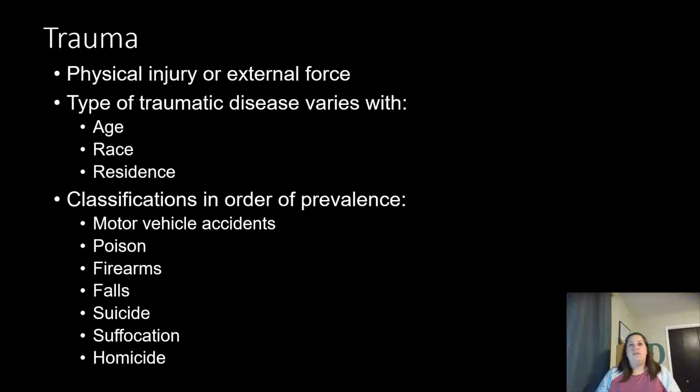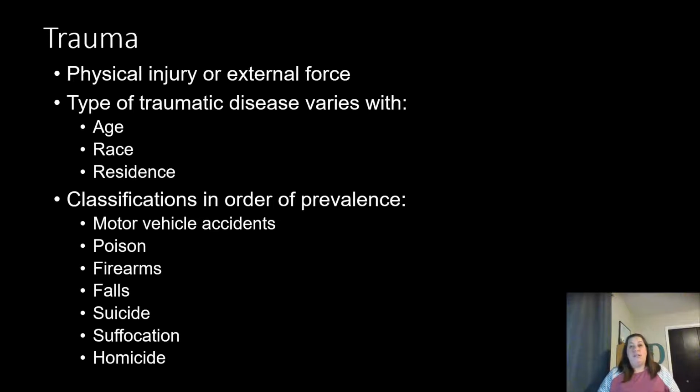All right, so now let's look at trauma. Trauma is when there's a physical injury that's taken place. A lot of times the physical injury could be due to an external force. Okay, so an external force exerting on the body, which causes there to be injury. Now there's different types of traumatic diseases, and those are a lot of times going to vary based on a number of risk factors. One being age.